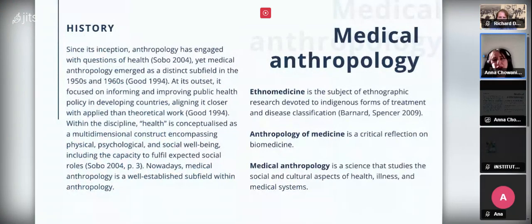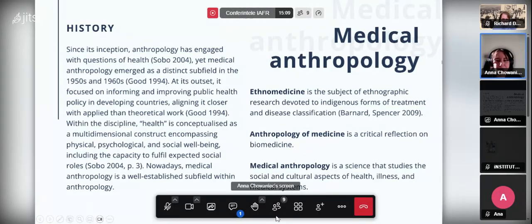So a few words of introduction and a short reminder that medical anthropology is a distinct, well-established subfield within cultural anthropology, which is focused, of course, on illness and health. Both of the concepts are understood as multidimensional constructs.